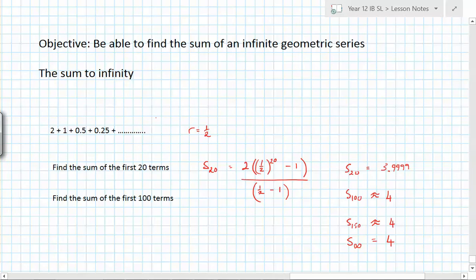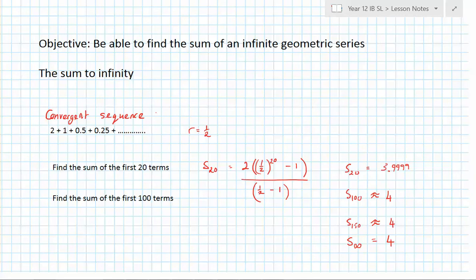Now, this type of sequence is called a convergent sequence, because it gets closer and closer and closer to another value. It doesn't actually get there. That's the whole point of an asymptote as well, isn't it? It will never actually be 4, but it will be so close that your calculator doesn't tell you the difference.